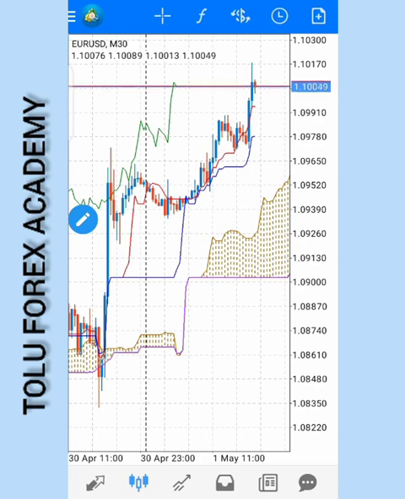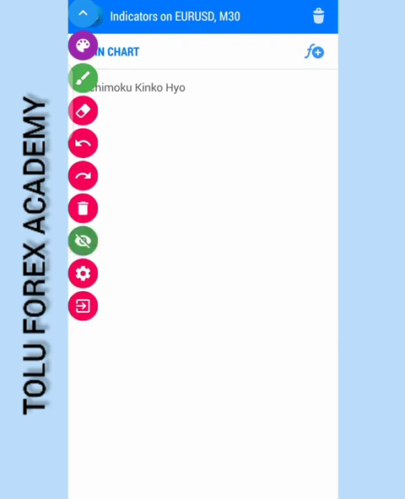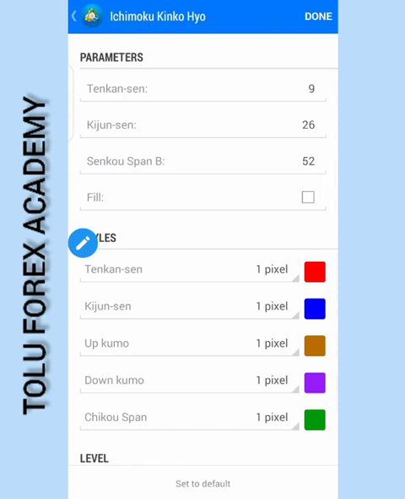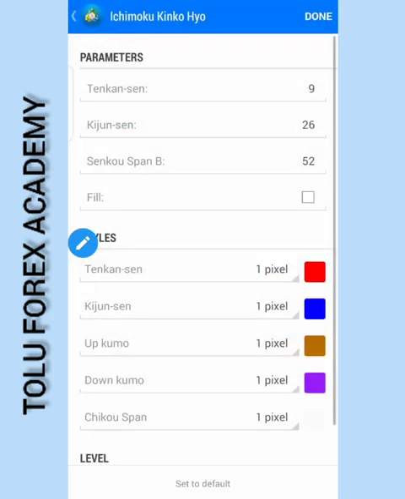Okay, so I go to the indicator, and I select on this so that I can edit the parameters here. When I get here, you've seen the Chikou span there. You see it is color green. You remember that the background of my chart is white, so I'll select white so that it will not be obvious again, because I don't need it. I want to remove it from there.